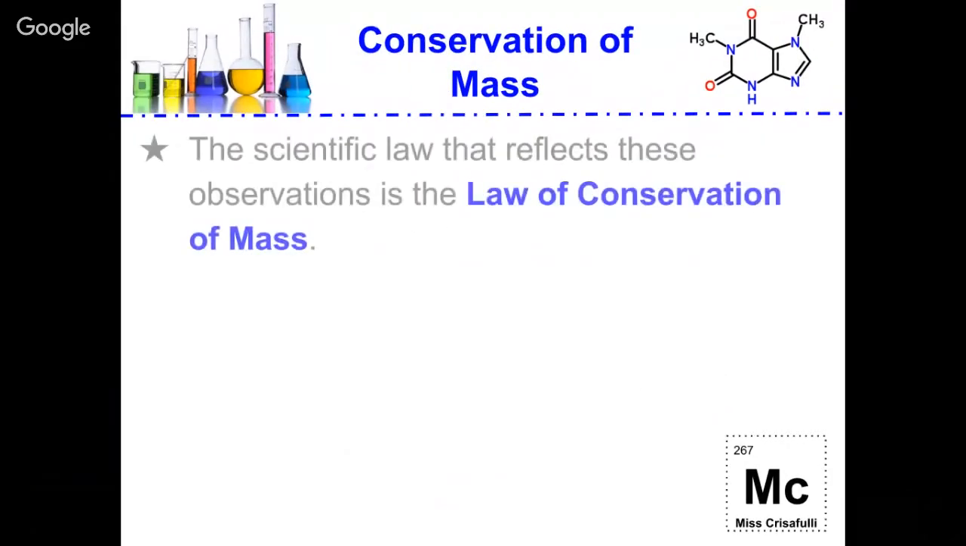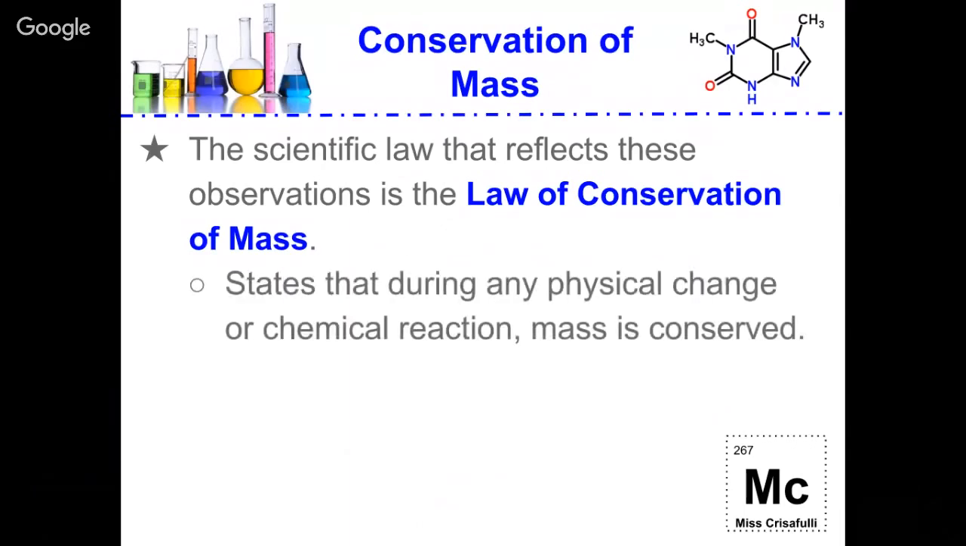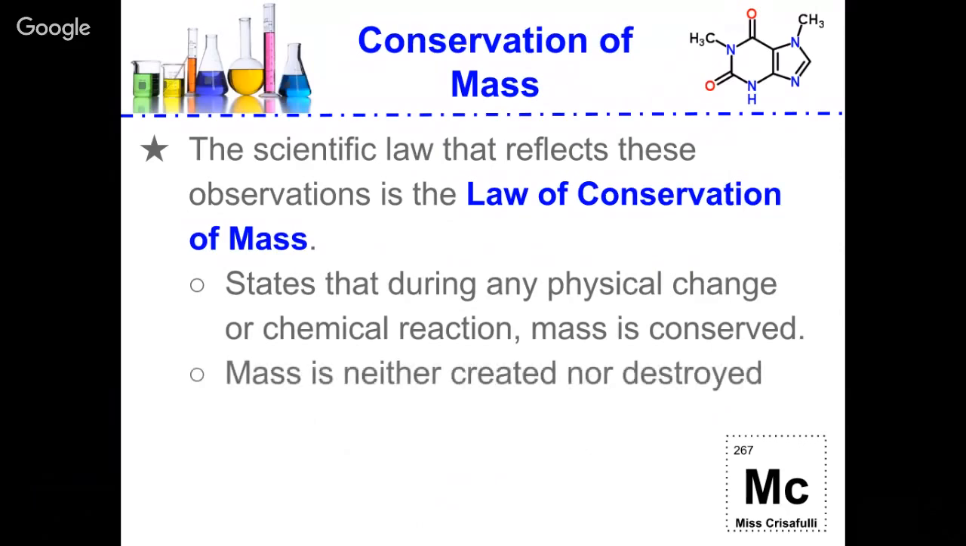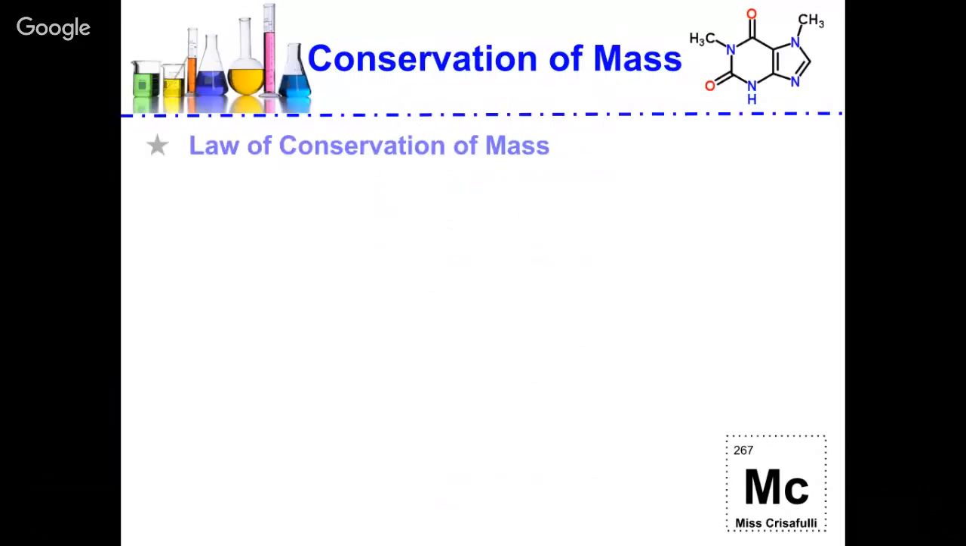If we were to look at the conservation of mass, we talk about it as the scientific law, and it's the law of conservation of mass. So that states that during any physical change or chemical reaction, mass is conserved. So mass is also neither created nor destroyed. That is basically, in a nutshell, the law of conservation of mass. So how does that look in an example?